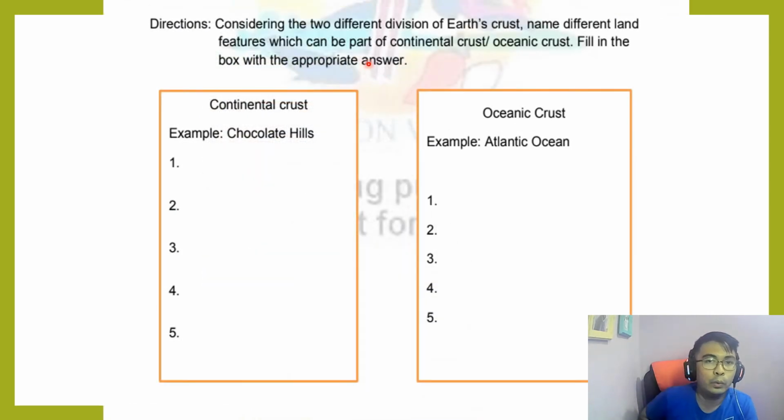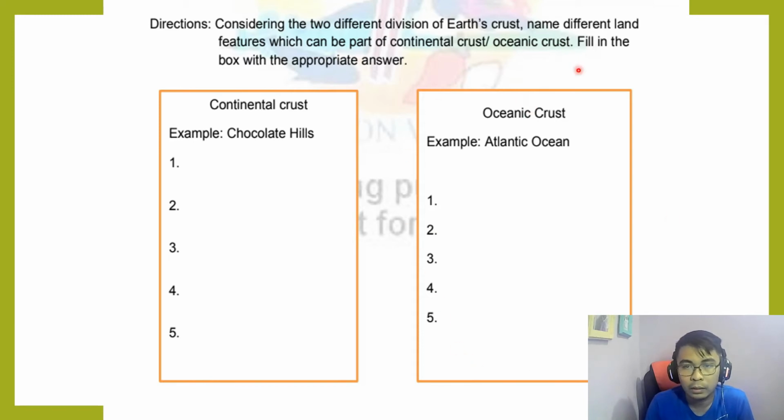Now, considering the two different divisions of Earth's crust, name the different land features which can be part of continental crust and oceanic crust, and you need to fill in the box with the appropriate answer. So, in this first box, you need to list down the different landforms that can fall basically under continental crust. An example is provided, and that is Chocolate Hills. So you need to list down 5 other different landforms or land features.